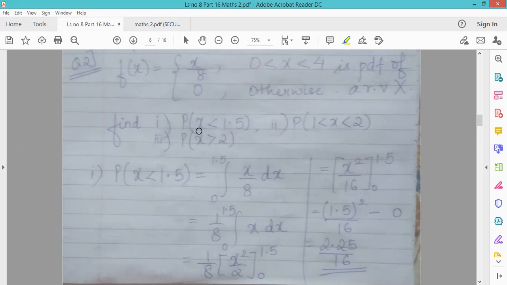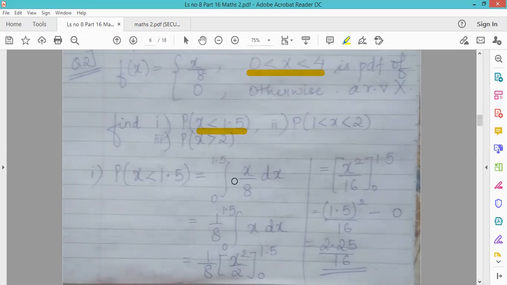So for the first condition, x is less than 1.5. So that means अपना limits क्या होगा? 0 and 1.5, because here there is no negative constraint given. It is 0 less than x less than 4, so from 0 to 4 के बीच में ही we have to take the values.